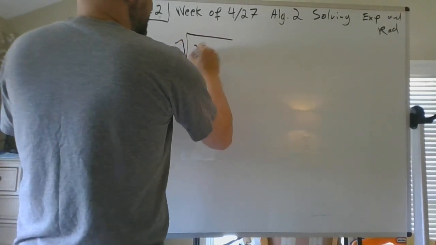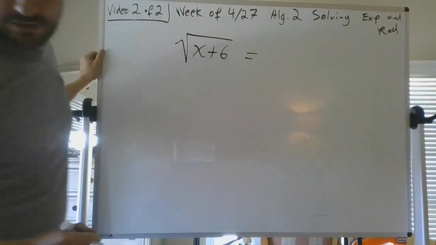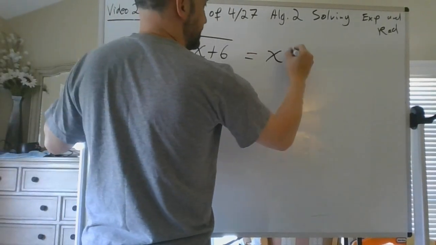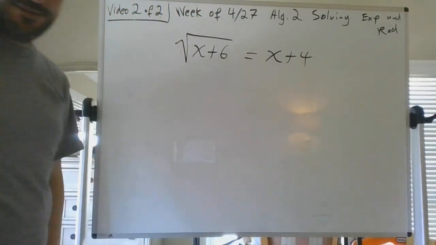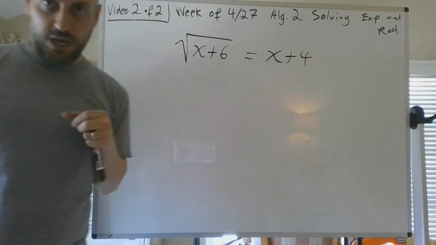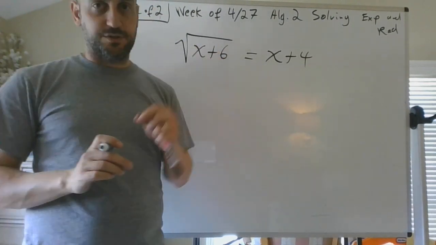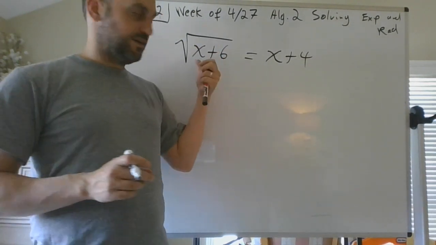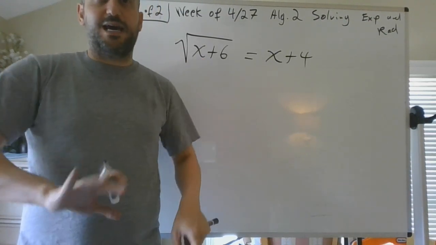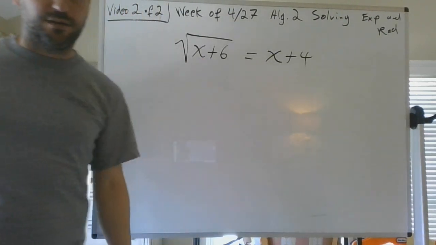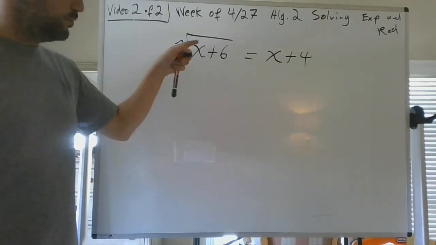Square root of x plus 6 equals x plus 4. Okay. So this looks a little different because I have x here and I have x here. But we're solving with radicals and exponents here. So what I want to concentrate on first is this radical. I want to get rid of that. I can't solve this while I still have that radical there. I want to get rid of that square root.